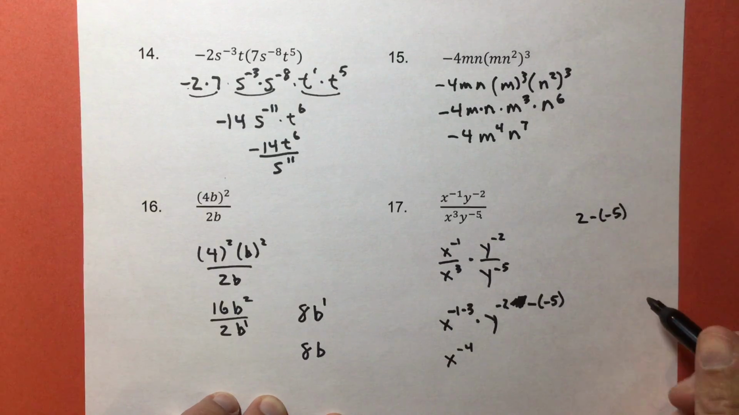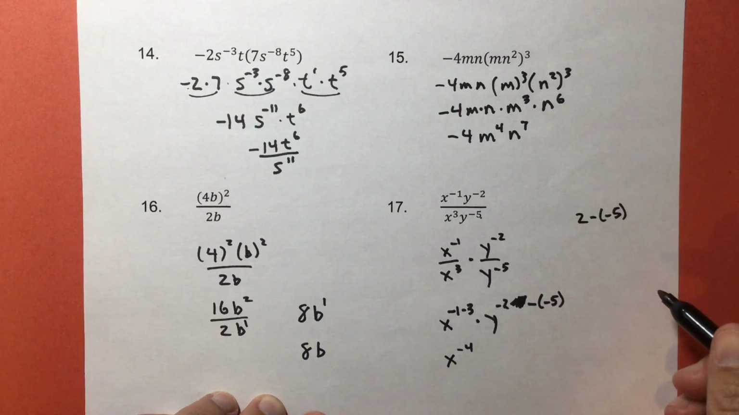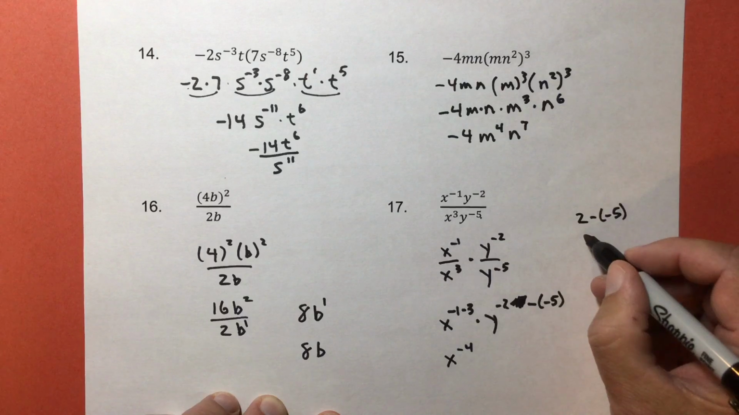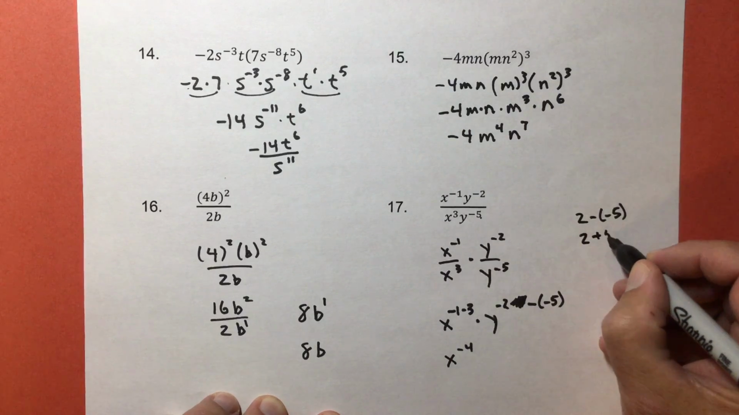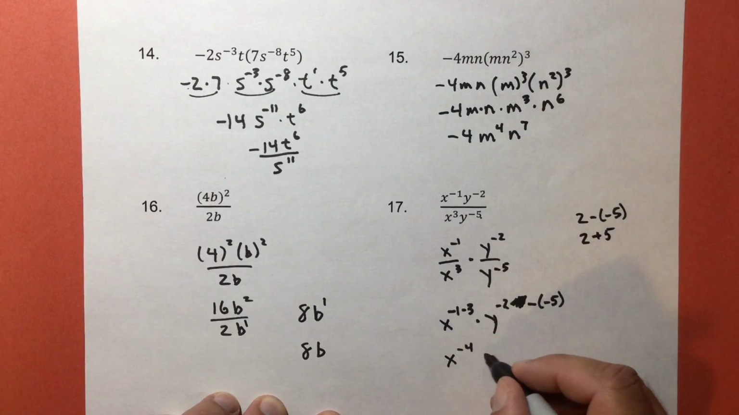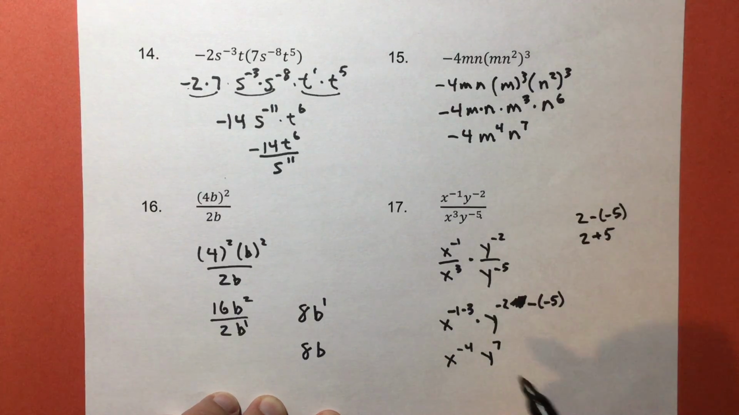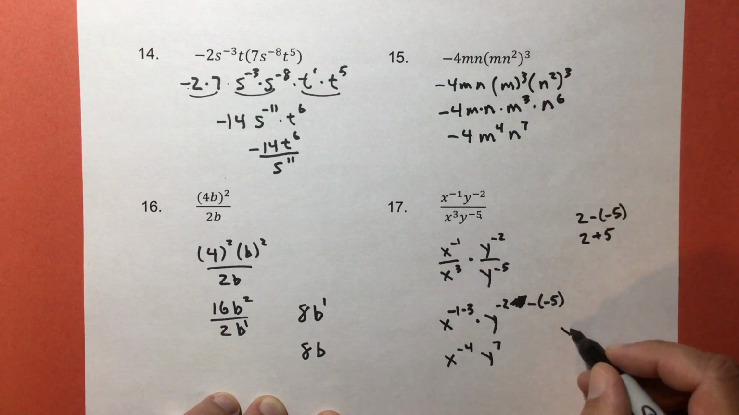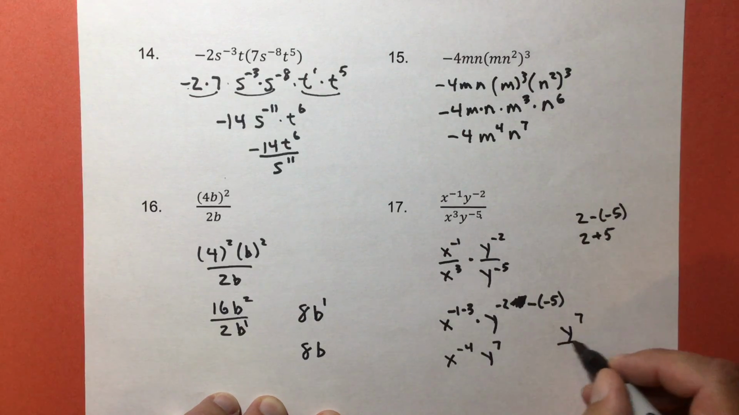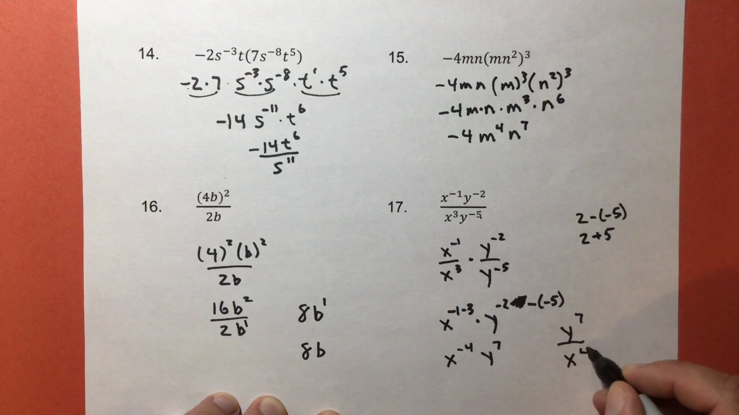Remember, I talked about this earlier. Subtraction is redundant. We really don't need it. This is the same as adding the opposite, so I get 2 plus 5. So I get y to the 7th power. And that negative 4, again, that the exponent was negative 4, that tells me the reciprocal. So my final simplified form here is y to the 7th divided by x to the positive 4.